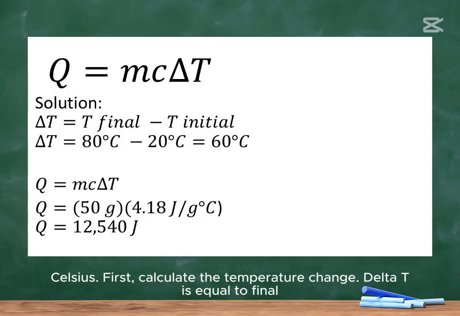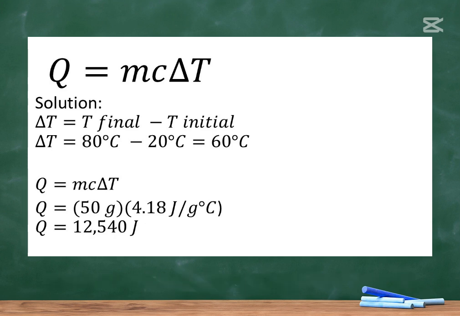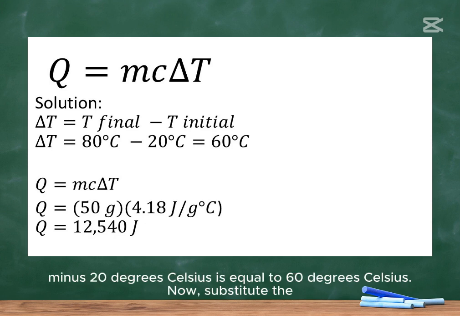First, calculate the temperature change. Delta T is equal to final temperature minus initial temperature. Delta T is equal to 80 degrees Celsius minus 20 degrees Celsius, which is equal to 60 degrees Celsius.